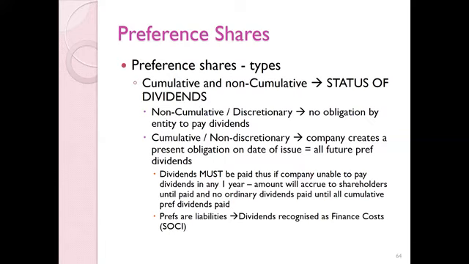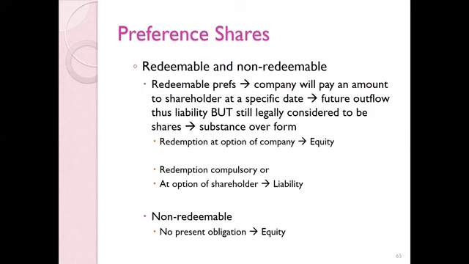So if a question tells us that ordinary shareholders or ordinary dividends are being paid, we automatically know that all our cumulative preference dividends are also being paid out. Our preference shares in this type of scenario are seen as liabilities, or our preference dividends. These would be recognized in the form of finance costs in our statements of profit or loss.